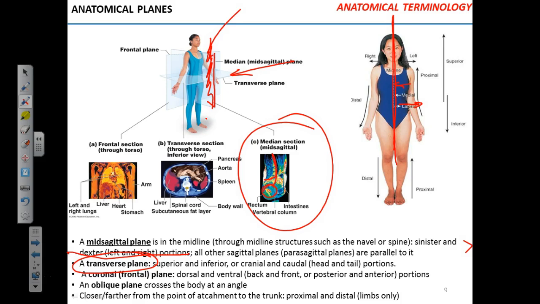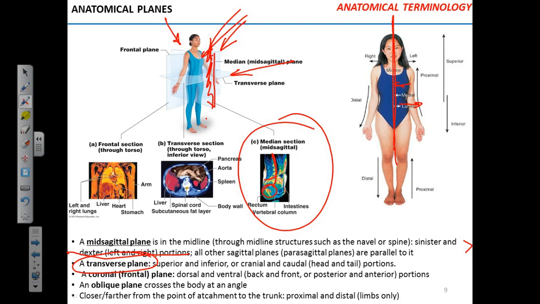Coronal or frontal plane. You can see it right here. It cuts the body like this. Okay? It separates the body into the anterior and posterior portions. Other terms that are synonymous to anterior and posterior are ventral and dorsal. So my forehead and the back of my head. My forehead is ventral to the back of my head. Does that make sense?